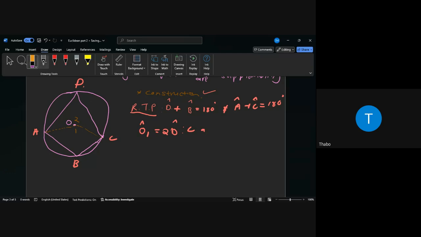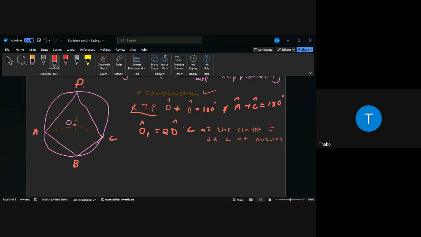And you know how to prove that theorem, right? From our last class, you know how to prove that theorem. Angle at the center is equal to 2 times angle at the circumference, right? Everybody fine?